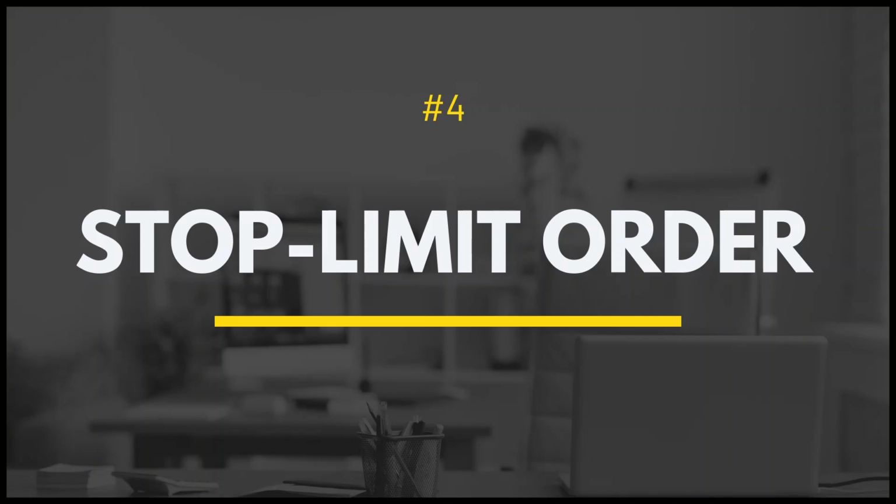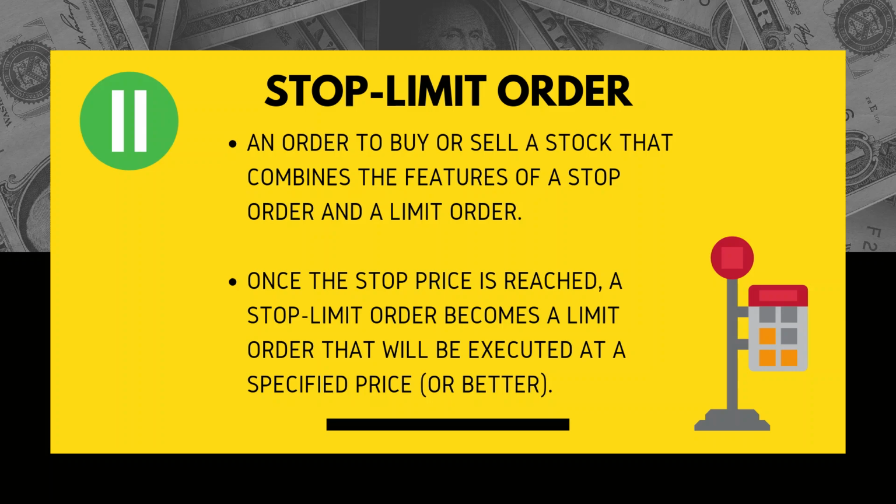So this is the final order type offered on the Webull app, and this is the stop limit order. The stop limit order is defined as an order to buy or sell a stock that combines the features of both a stop order and a limit order. So the stop limit order is a combination of a stop order and a limit order combined into one. Now, once the stop price is reached, a stop limit order becomes a limit order that will be executed at a specified price or better.